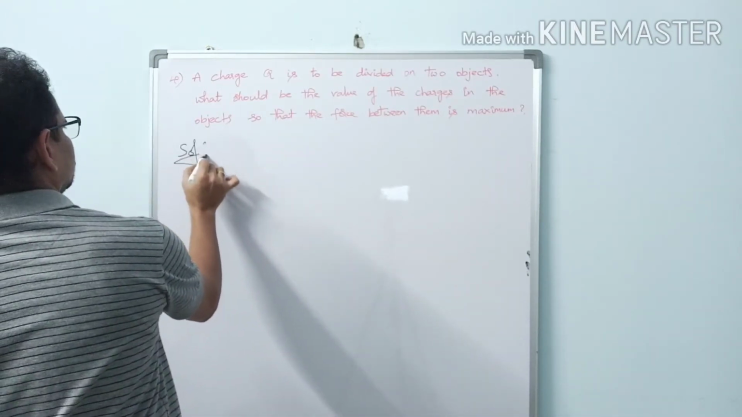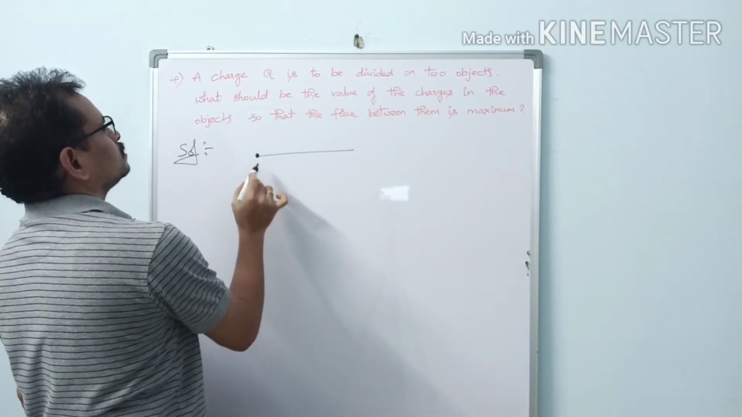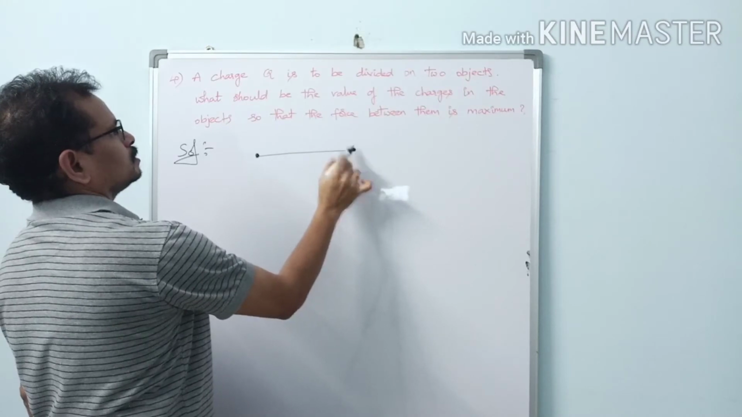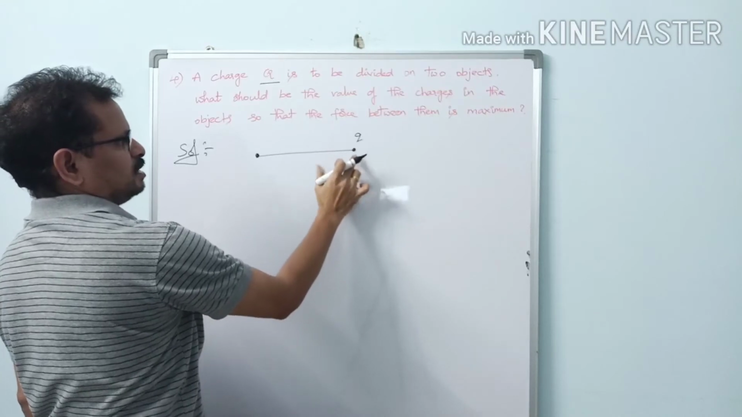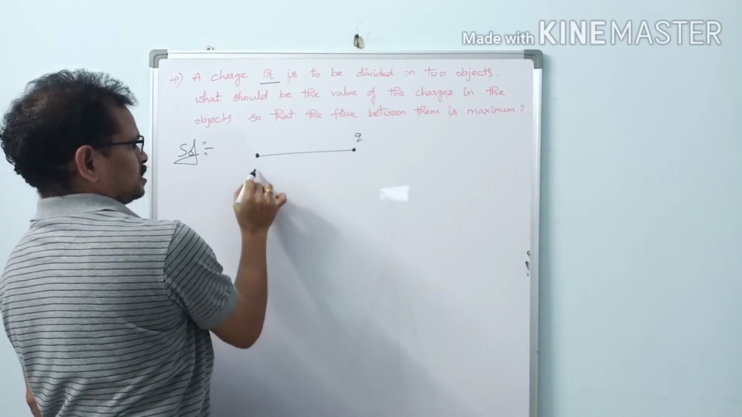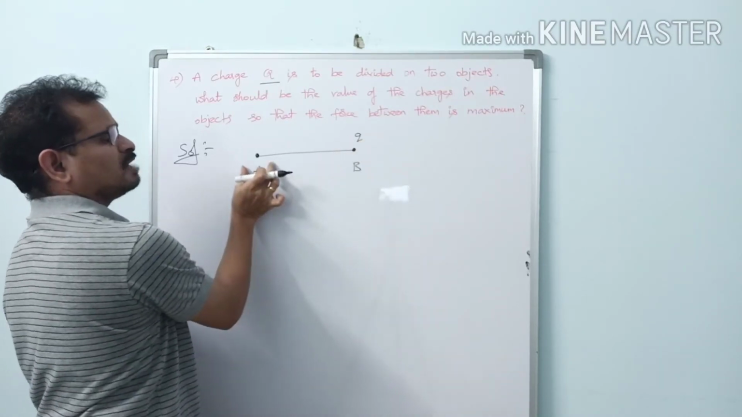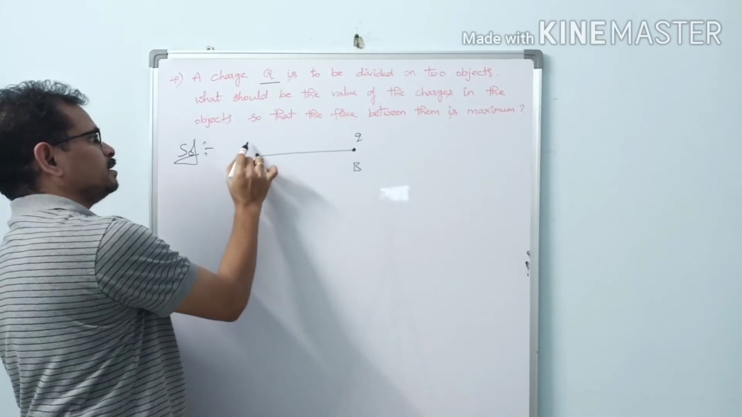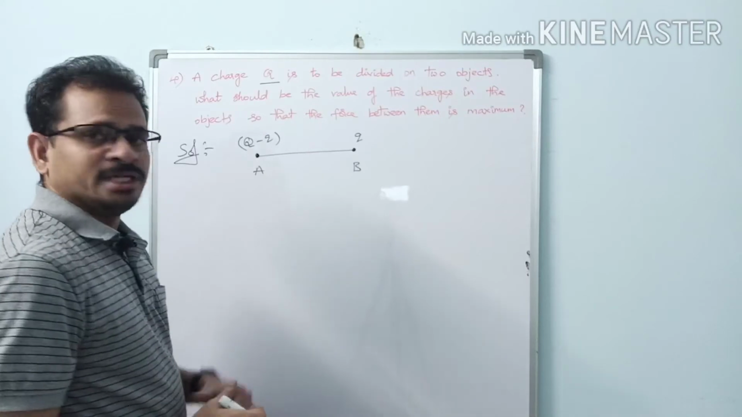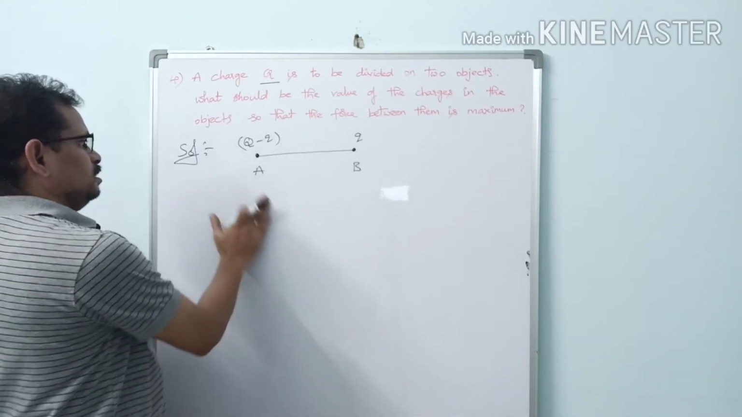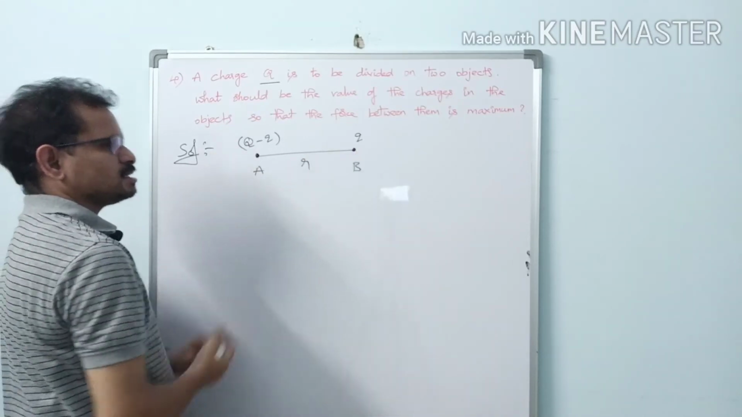Solution: let us divide the charges like this. From this charge Q, let us consider two bodies A and B. Let us give some charge q to body B. So what will be the remaining charge for body A? It is Q minus q, right? This is how we distributed the charges. And the distance between the two charges is some r.